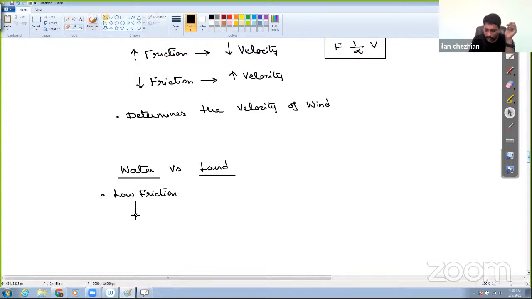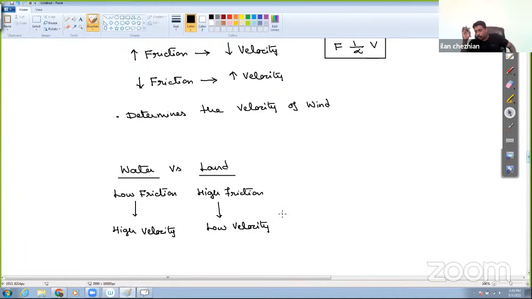Over water, the velocity of the wind will be very high. So what you will be having is high velocity. Water will have low friction; as the case, you will be having high velocity. Correct? On the other hand, my friend, when I talk about land, land will be having high friction. As the case, you will be having low velocity of wind. So between land and water, where you will be having more friction, if you ask me? More friction is associated with land.